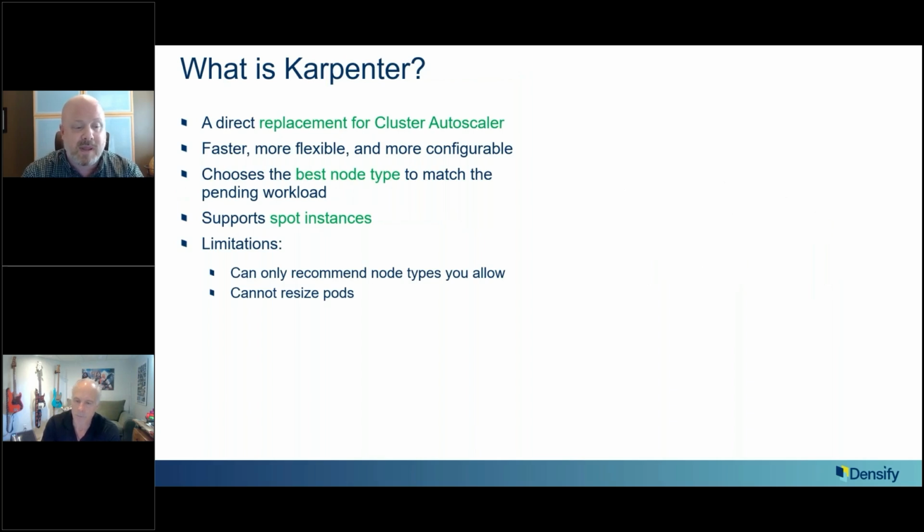Now, the fourth autoscaling method that I wanted to mention is Karpenter. Karpenter is getting a lot of buzz lately. About a month ago, it finally was released in version 1.0, and it is a direct replacement for Cluster Autoscaler. So similar to Cluster Autoscaler, it's all about adding nodes to your cluster in order to provide additional capacity, but it works a little bit differently. It tends to be faster, it's a lot more flexible, and it's a lot more configurable than Cluster Autoscaler is.